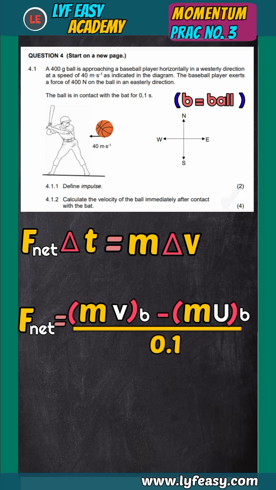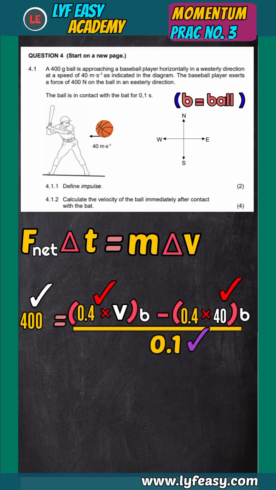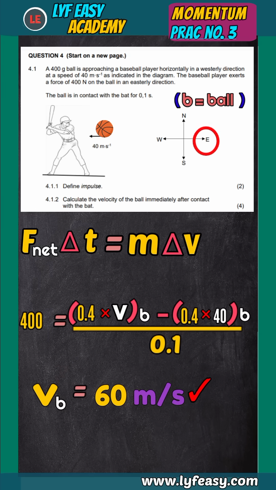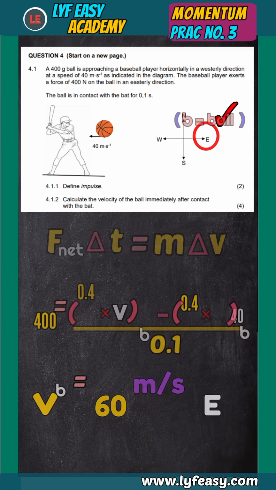We are instructed to calculate the velocity of the ball immediately after contact with the bat. We deal with the after collision as far as the momentum is concerned. That means we are calculating the final velocity of the ball. Remember that we are given the initial velocity of the ball and net force is given. With this information, we found it easier to use the impulse formula to calculate the final velocity of the ball. The final velocity of the ball is 60 meters per second to the east.